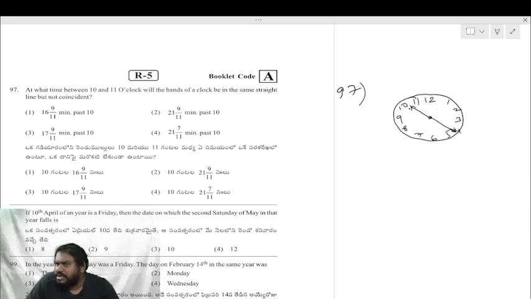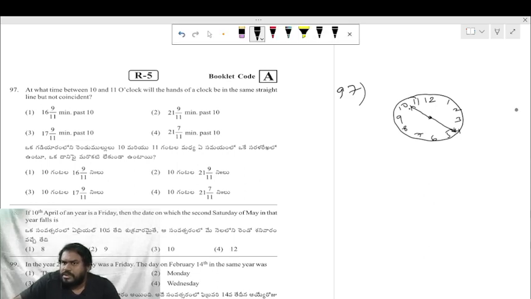At 10:20, when the hour needle is at 10 and the minute needle is at 20, they will be in a straight line. But after 10, the hour needle won't be at 10. It will cross a little bit. So at the same time, the minute hand should also cross a little bit. At that point, they will be in a straight line. When the minute hand is crossing 4, that means 20. 10:20 has already been crossed, so these two cannot be the answer.